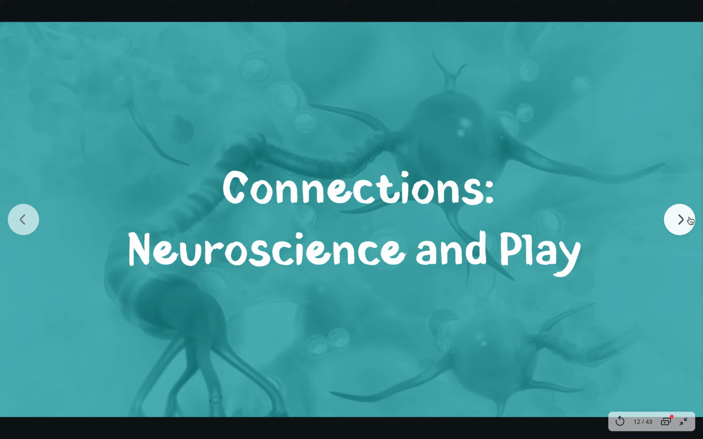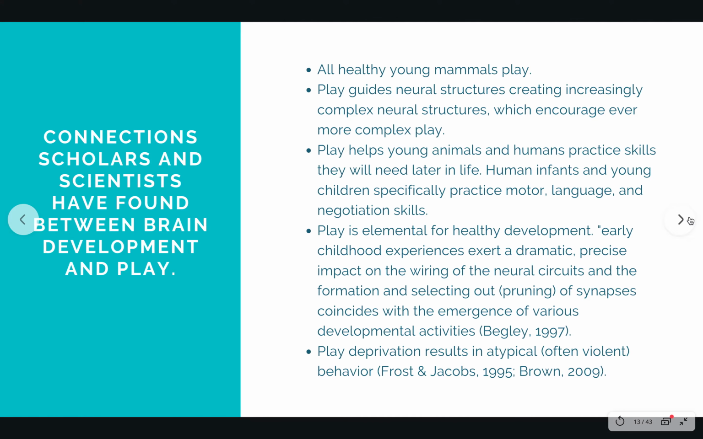Connections between neuroscience and play. Connections scholars and scientists have found between brain development and play include: all healthy young mammals play. Play guides neural structures, creating increasingly complex neural structures, which encourage ever more complex play. Play helps young animals and humans practice skills they will need later in life. Human infants and young children specifically practice motor, language, and negotiation skills. Play is elemental for healthy development.